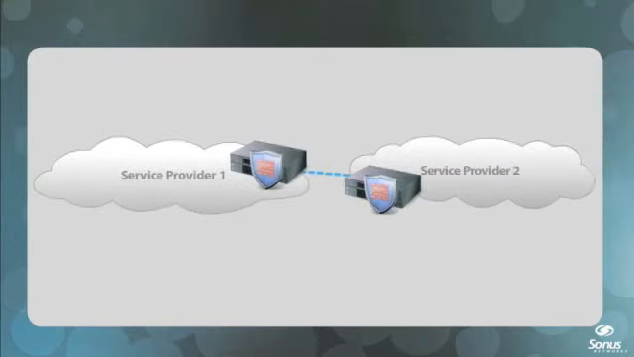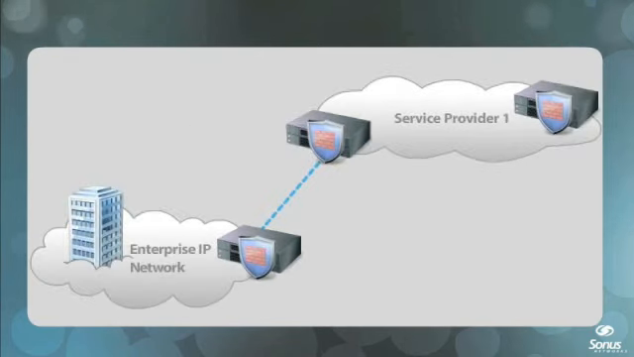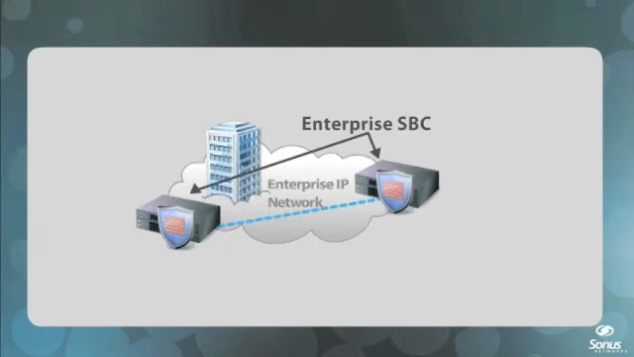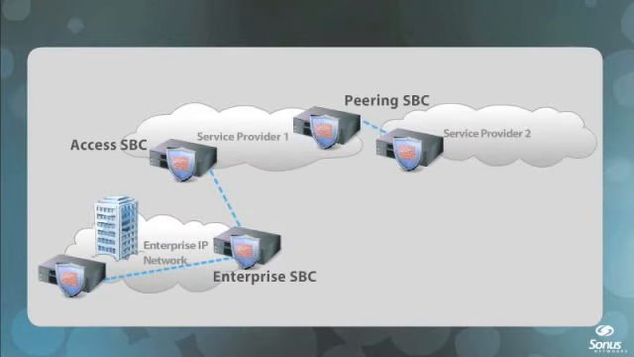SBCs deployed between two peered service providers, whether wireline or wireless, are called peering SBCs. SBCs deployed between service provider and enterprise networks or consumer subscribers are called access SBCs, while SBCs deployed within an enterprise are called enterprise SBCs. While the basic functionality is the same, each type of SBC has different performance and scalability requirements.